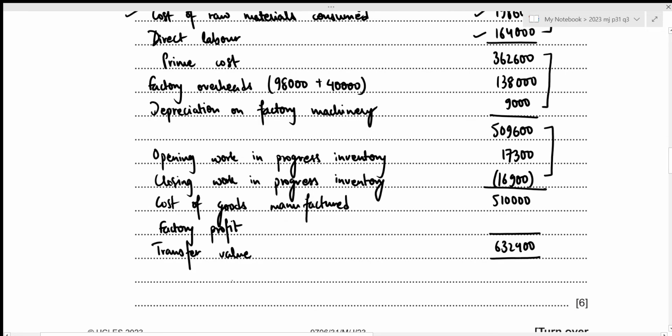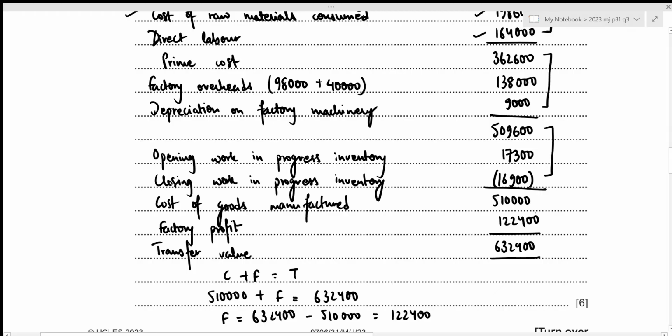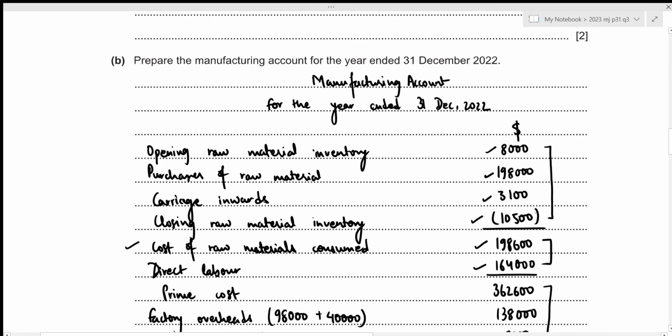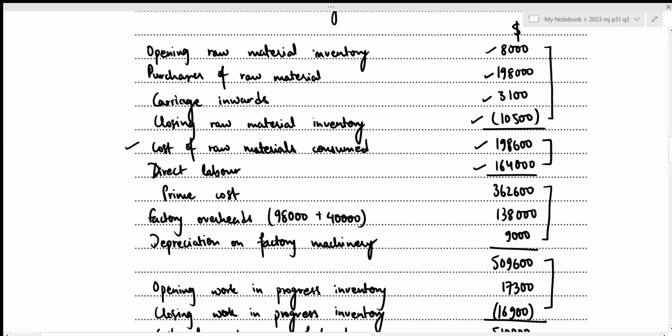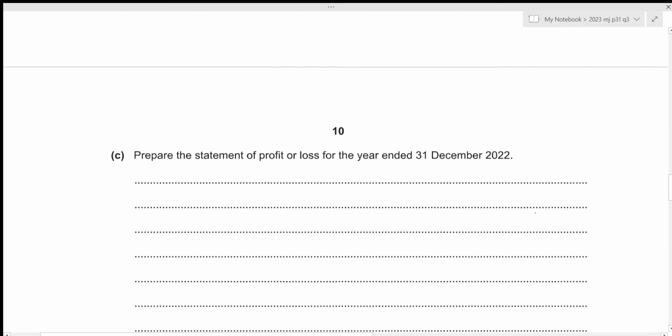Now we can easily figure out the factory profit because that is just the cost plus factory profit equals transfer value. We have the cost to be 510,000. We're trying to figure out the factory profit, and we have the transfer value to be 632,400, which means that our factory profit is just going to be 632,400 minus 510,000, which results in the value of 122,400. All right, this completes our manufacturing account as well as the second part of this question. So let's move towards the third one.